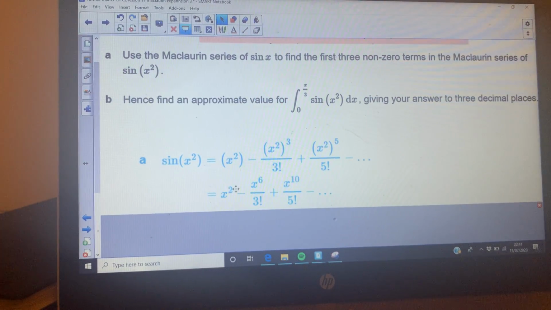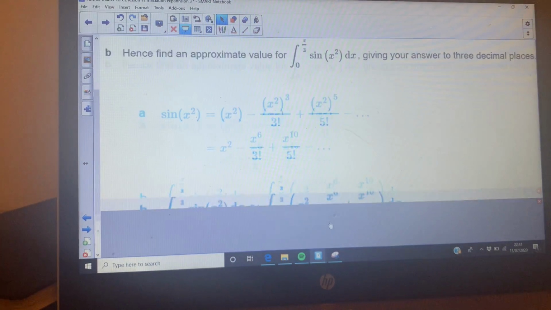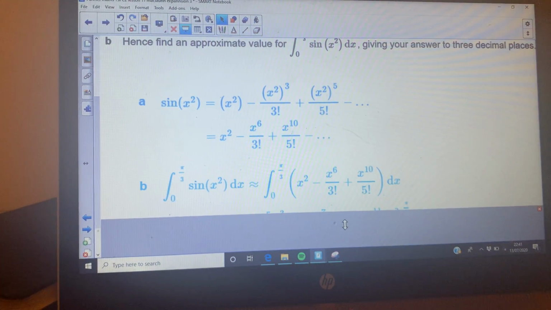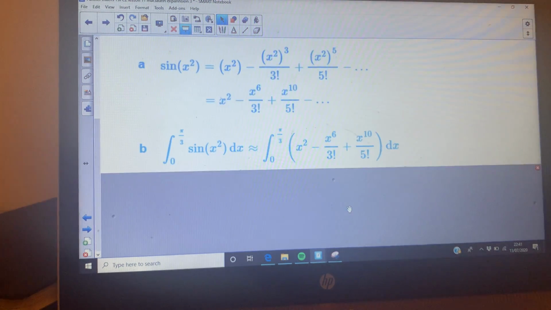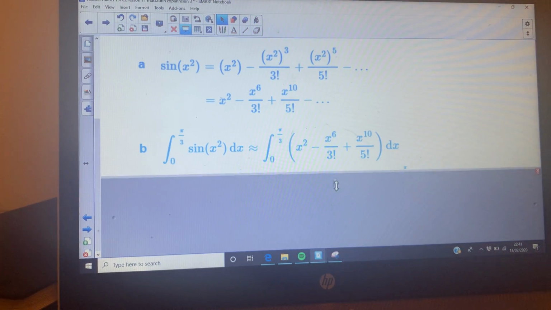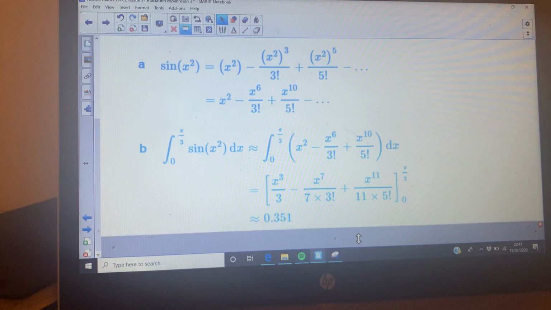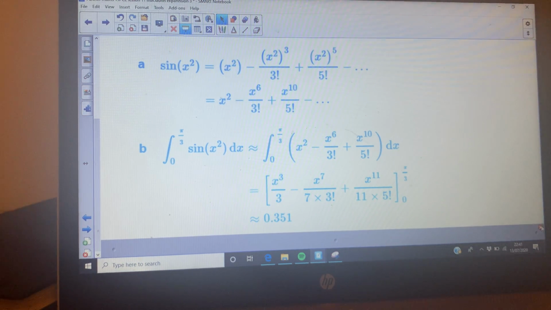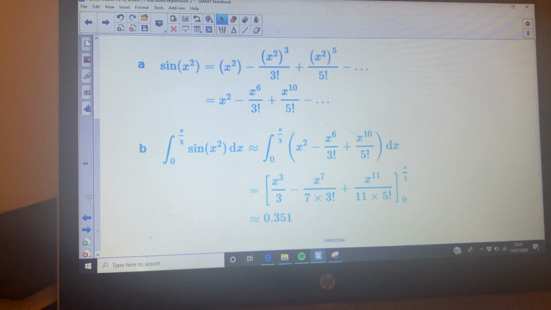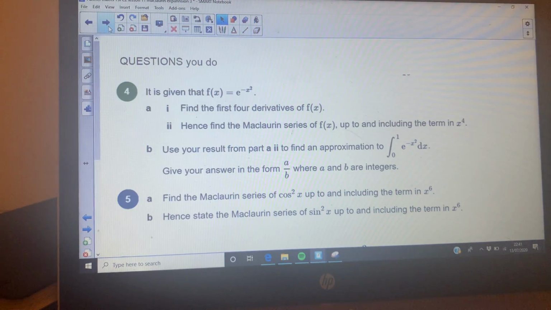So all you're going to do is integrate this expression. You're going to integrate that between pi by 3 and 0. So there it is. Very good use of Maclaurins.